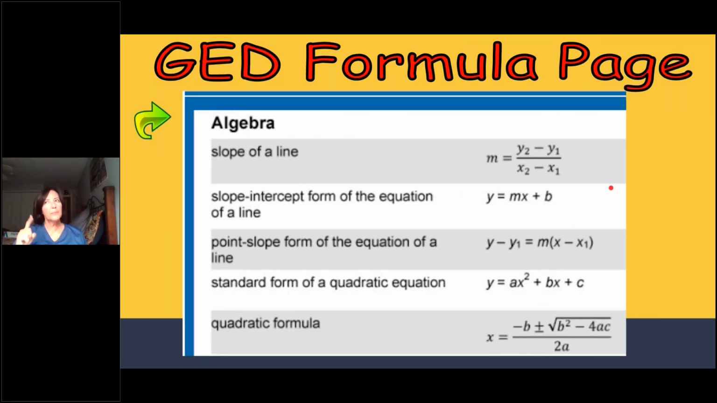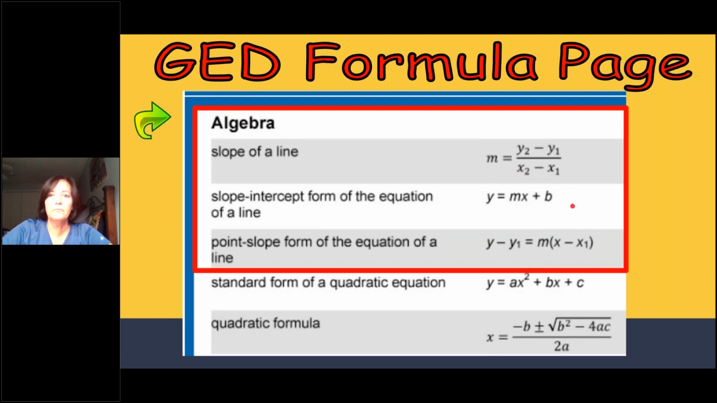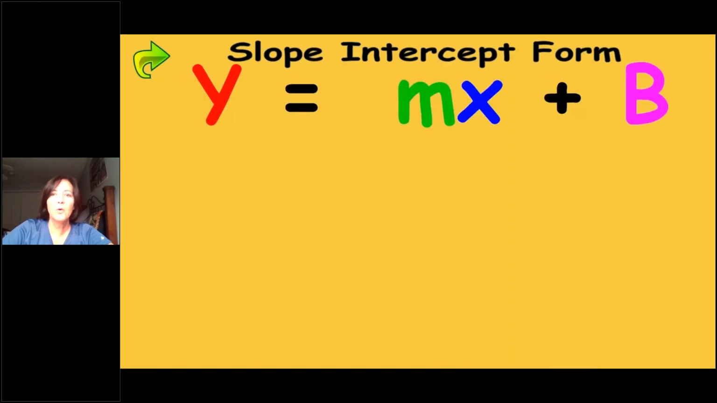So if you remember linear equations on our GED Formula Page, we have the slope-intercept form of the equation of the line. I used to call it the standard equation of a line. y equals mx plus b. We worked with this one just a minute ago. We're going to work with it again. Okay, so that's basically what our equation is going to look like.